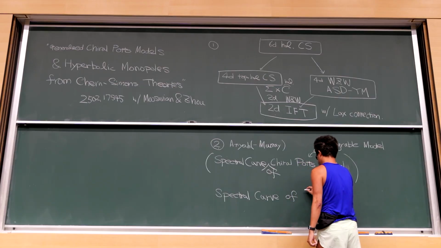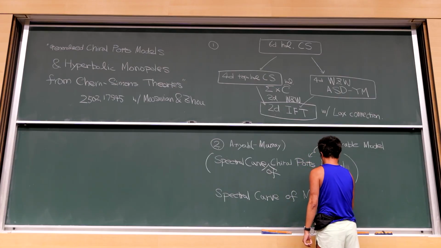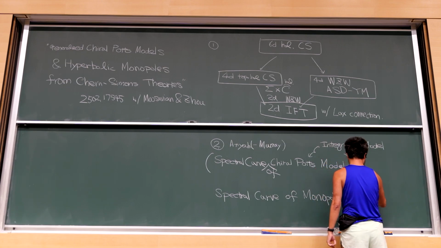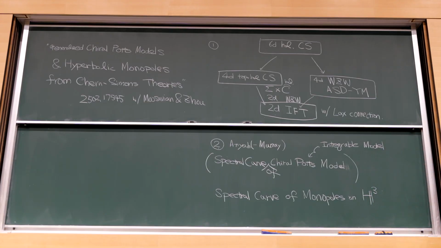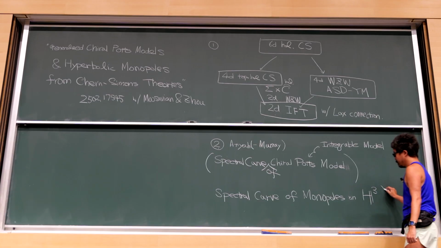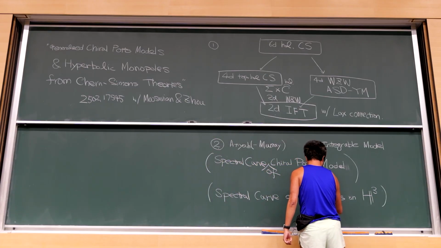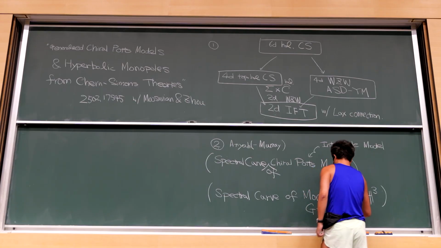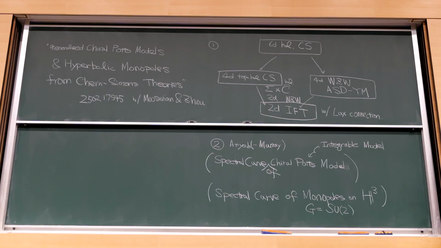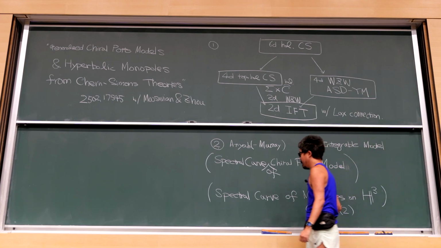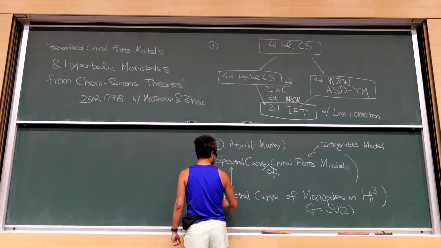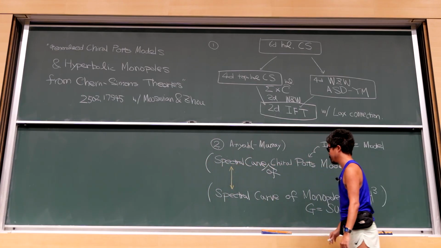Of monopoles. Monopoles on the three-dimensional hyperbolic space. So I'm going to call it a hyperbolic monopole. And again, this is a separate ingredient, with the gauge group SU(2). And what Atiyah observed is that if you compare these two curves, they look very similar. Now, the precise correspondence between the two is a little bit subtle, and I'm going to explain a little bit more, hopefully. But these two curves are very similar.